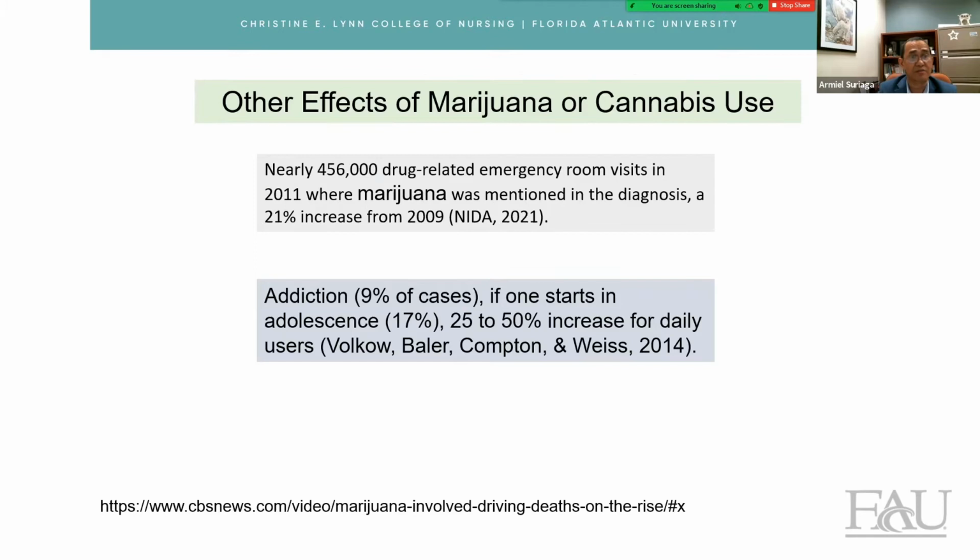So what are the other effects of cannabis or marijuana? In a study by NIDA this year, they reported almost 500,000 cases that went to the emergency room from 2019 to 2011, with a 21% increase of cases where marijuana was mentioned in the diagnosis when they visited the emergency room in the United States. And also, Bolko and colleagues in 2014 revealed that addiction was very high, 9% of cases. If one starts in adolescence, it increases to a 17% risk for addiction, and a 25 to 50% increase for daily users who started early.